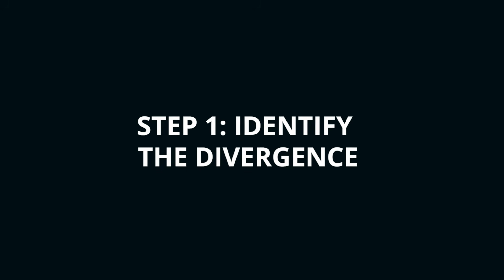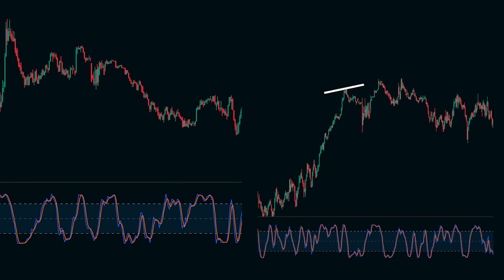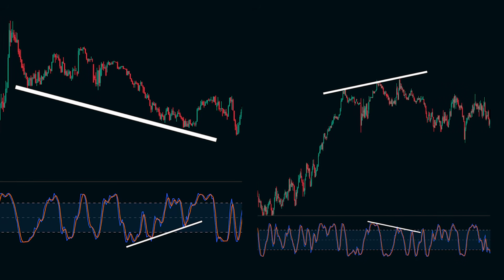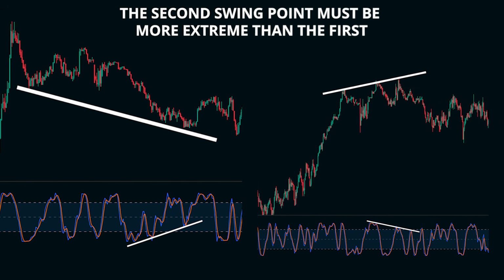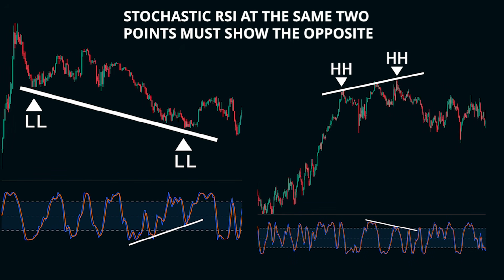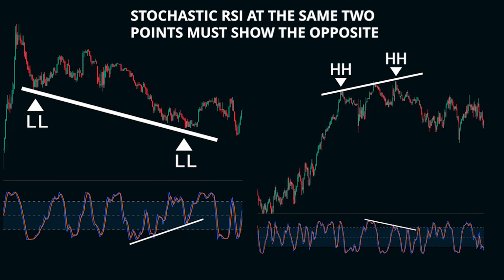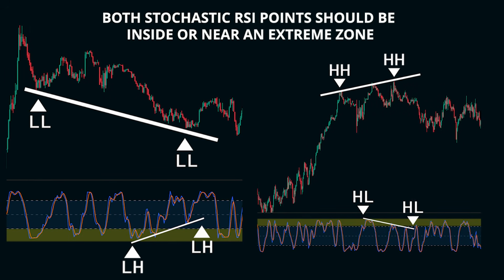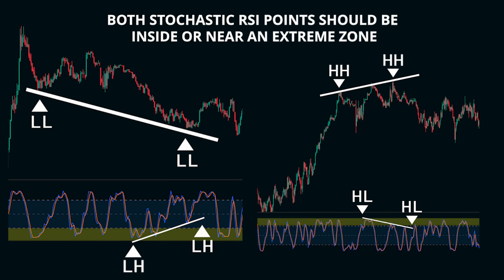The first step is to identify the divergence. Look for price making two clear swing points in the same direction, two lows or two highs. The second swing point must be more extreme than the first, a lower low or a higher high. Stochastic RSI at the same 2 points must show the opposite, a higher low or a lower high. Both stochastic RSI points should be inside or near an extreme zone.